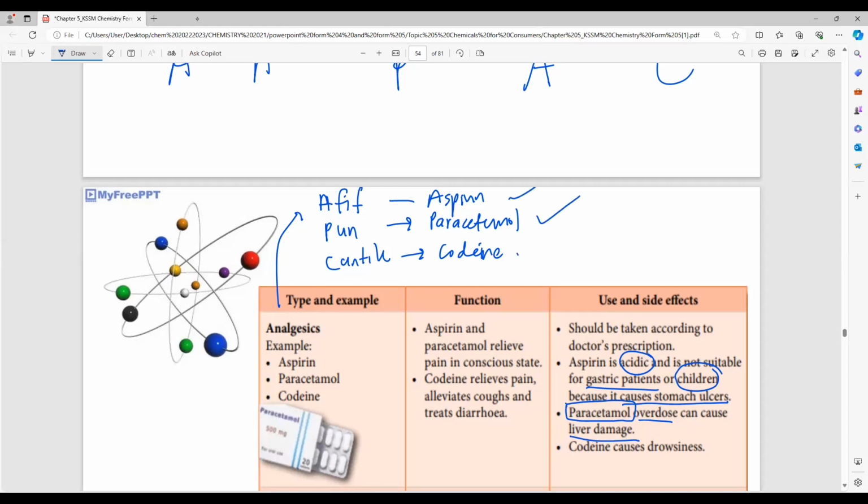Codeine, teacher finds it in cough mixtures. In all your cough mixtures, you go and check, it must have codeine, must. But codeine, what is something about cough mixtures that you know? What does cough mixture cause you to have?